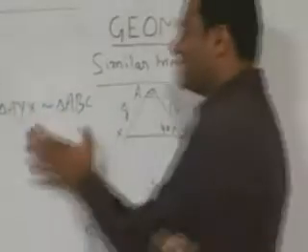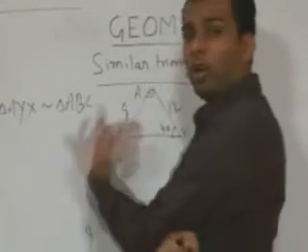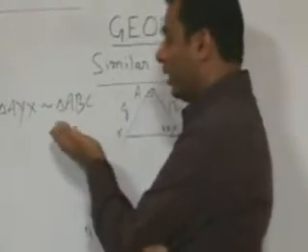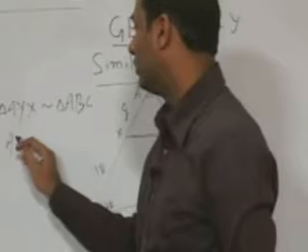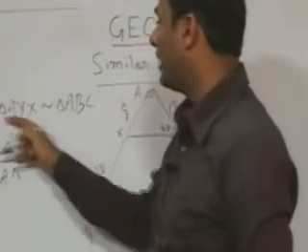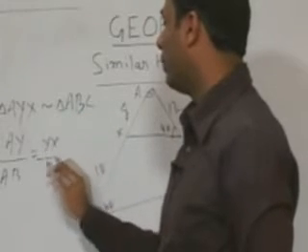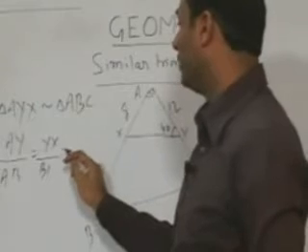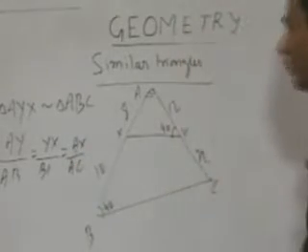The order of the angles is extremely important. If you write down the wrong order of the angles, you get the wrong answer also. Once I write down the order of the angles in this way, what we can do straight away is AY upon AB, which is equal to YX upon BC, which is equal to AX upon AC. And now solve this one.